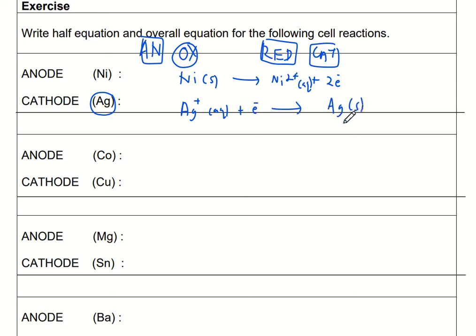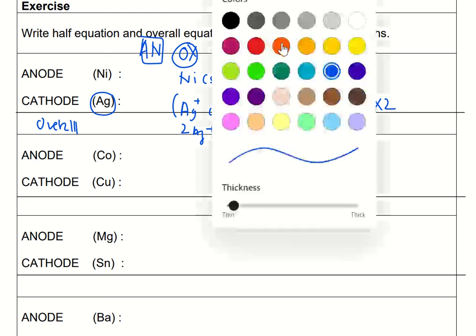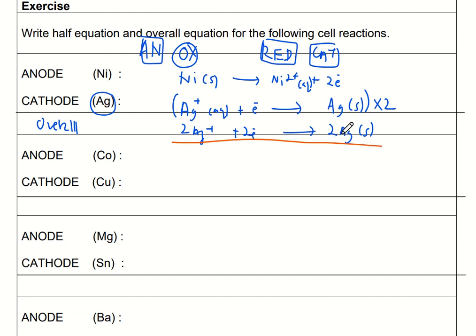So what you have to do is write the overall equation. How do you do the overall equation? You can see here your equation has just one electron, so this means you have to balance the equation. You have to times everything, so you get 2Ag plus 2 electrons to become 2Ag solid. Then you put the line like this. Which one can you cancel? 2 electrons can cancel with 2 electrons.